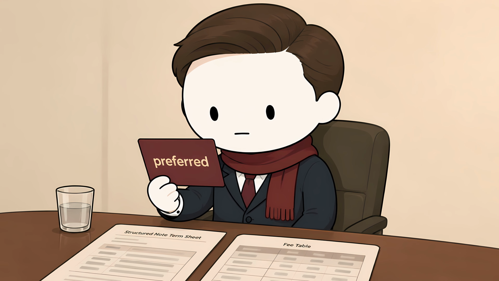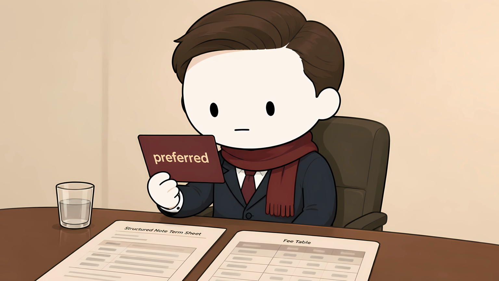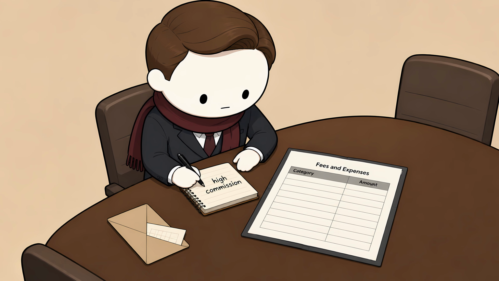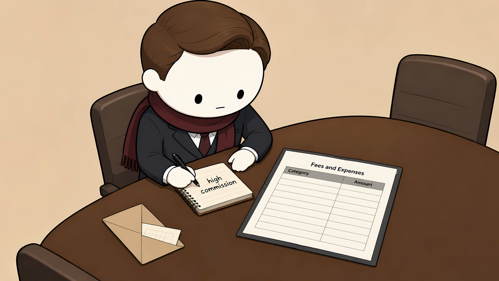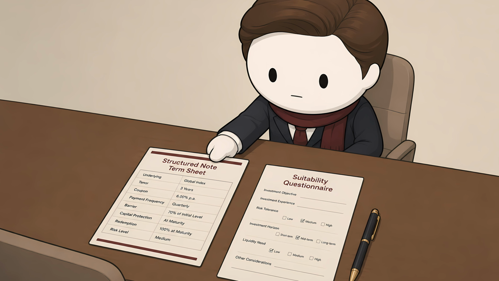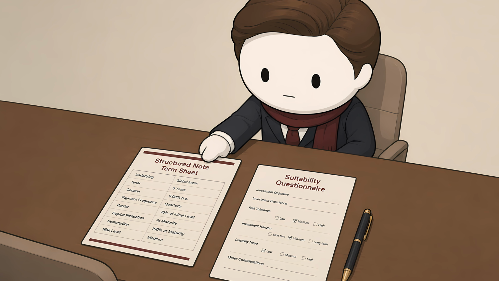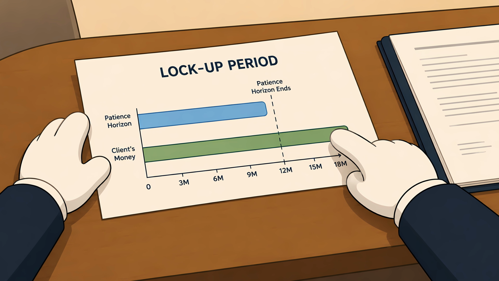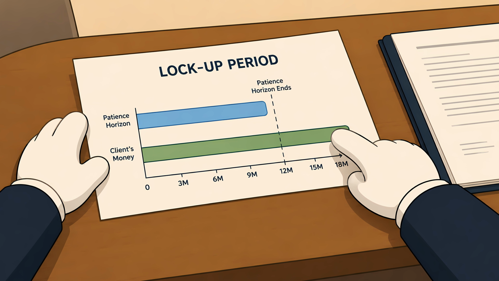You read "Preferred" on the product card marked "Preferred." With the fees and expenses table open, you write "High Commission" in your private notes. You compare the structured note term sheet to the suitability questionnaire. On the lockup period graph, you trace the client's money beyond the client's patience.